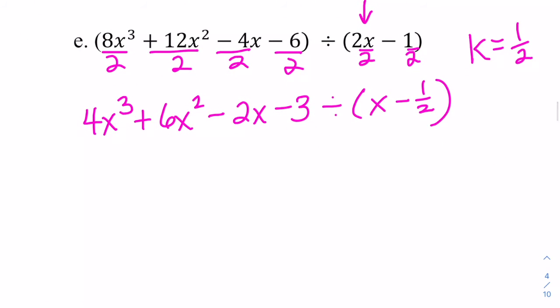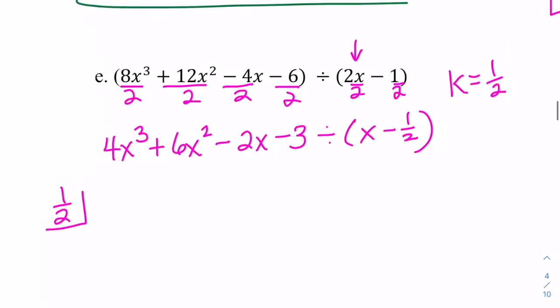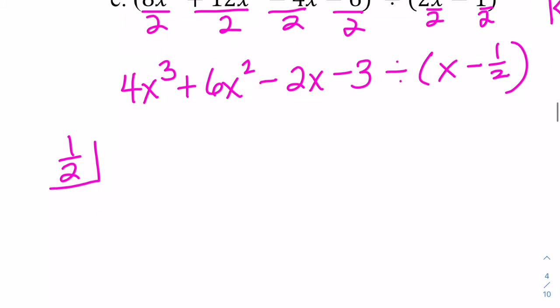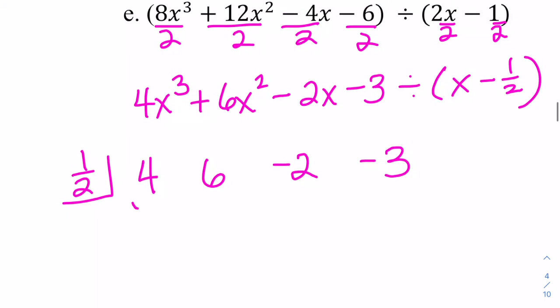All right, so right here, I can see that my k will be 1/2. And now my terms, my coefficients will be 4, 6, -2, and -3. I'm going to bring down the 4.